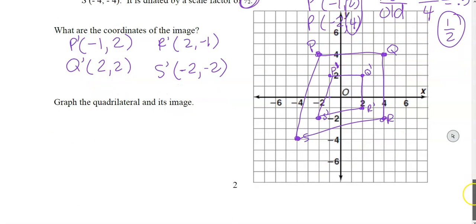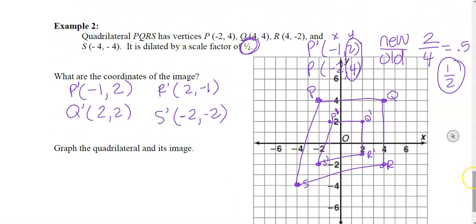Alright guys, that is it for today. Actually, one thing I forgot, what is the rule? So what did we do to each point? We multiply it by a half. Alright? Now again, one important thing that you can use to eliminate answers in your STAR test is to look at your image. If your image got bigger, then you know that your scale factor has to be more than 1. If your image got smaller, your scale factor has to be less than 1.